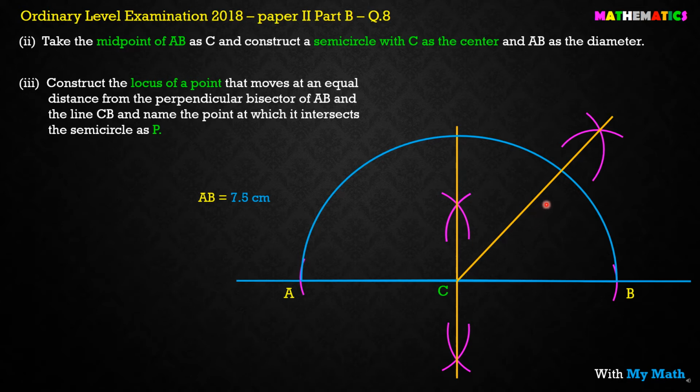So we have to do another thing. It intersects the semicircle here, so we have to mark it as P. So they request us to do that. So I think you can very easily understand these things now.